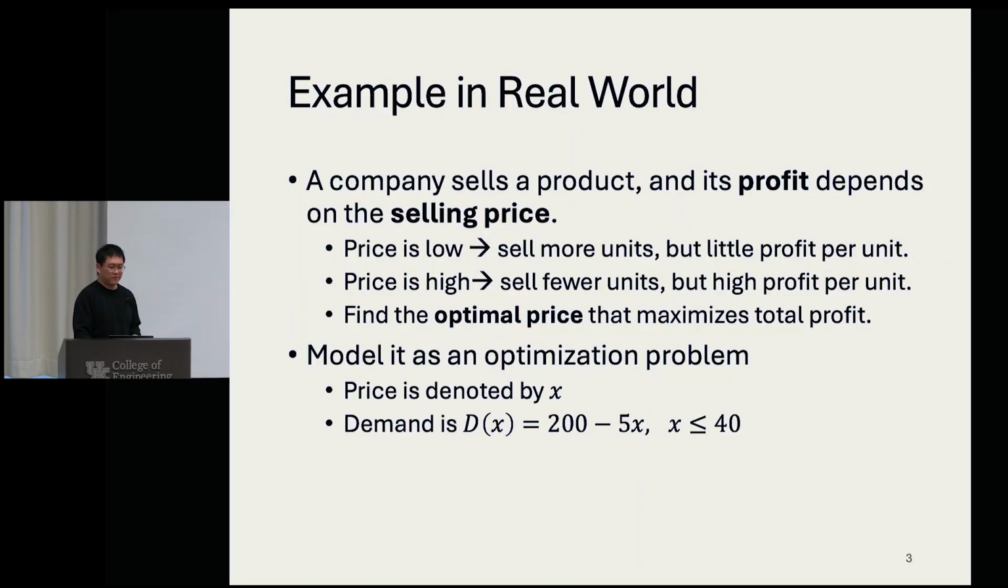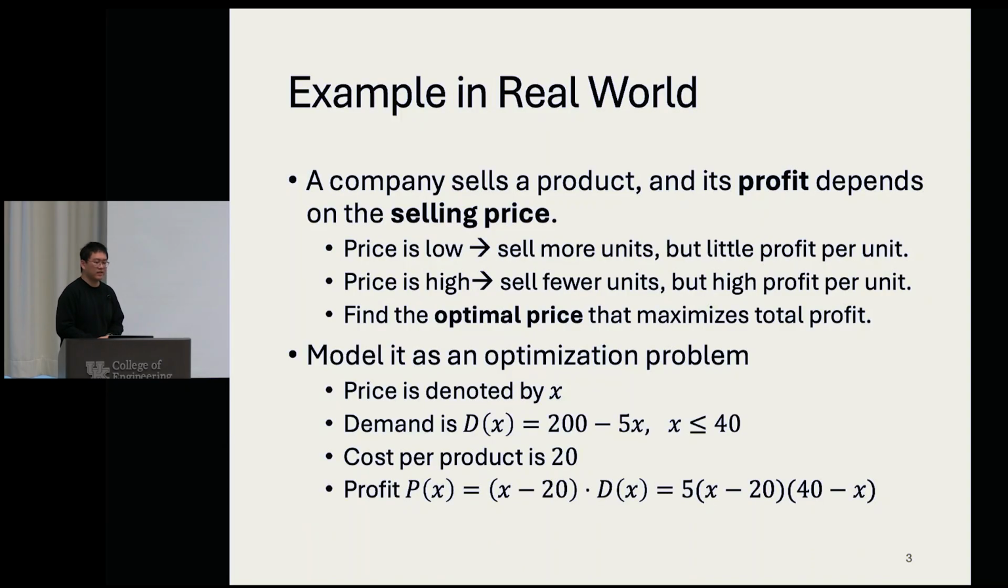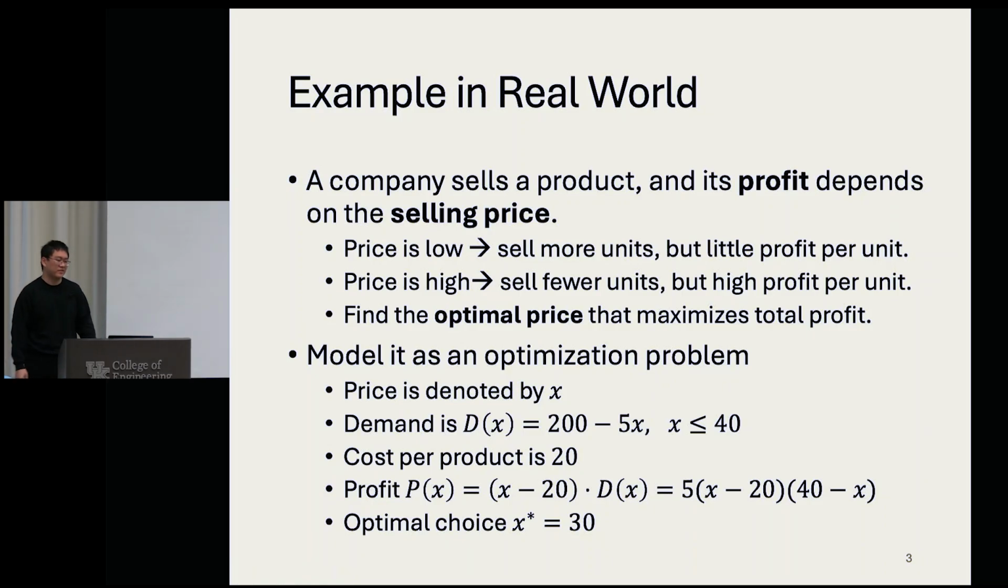If we write it as an optimization problem formally, then we use some notation like here. Price is denoted by x, demand is 200 minus 5 times x, and the cost per product is 20. Then the profit can be calculated as a quadratic function: 5 times (x minus 20) times (40 minus x). I think we can easily calculate the optimal solution to maximize the profit, and the optimal choice will be x star equal to 30, which means the best price to maximize the profit is 30.